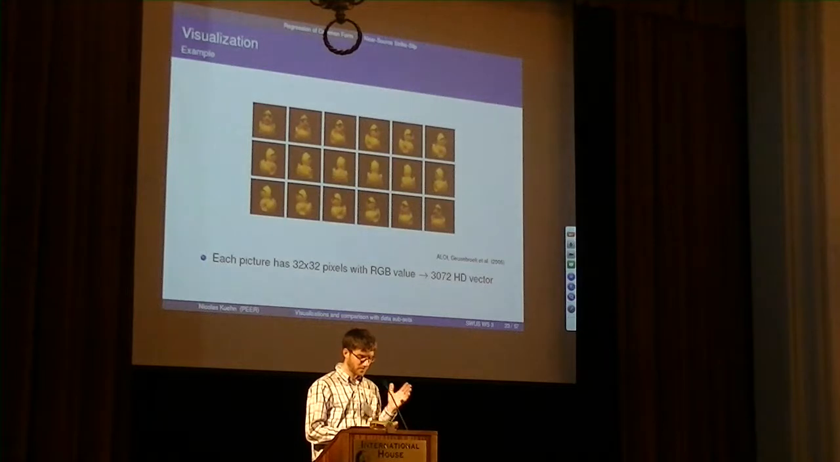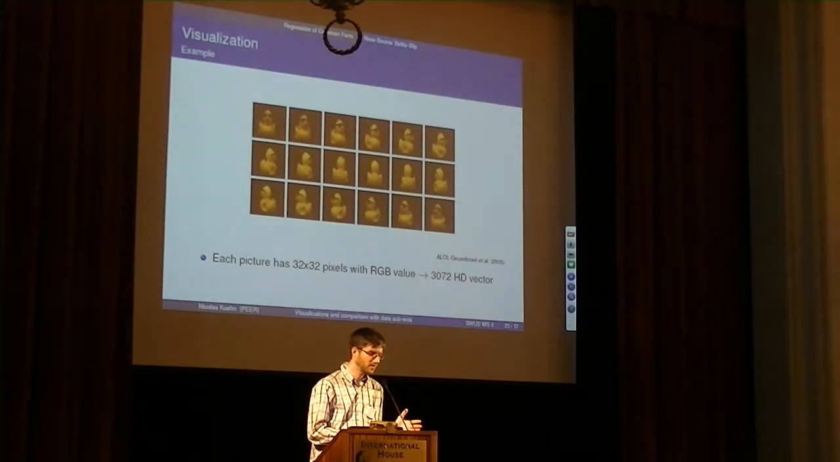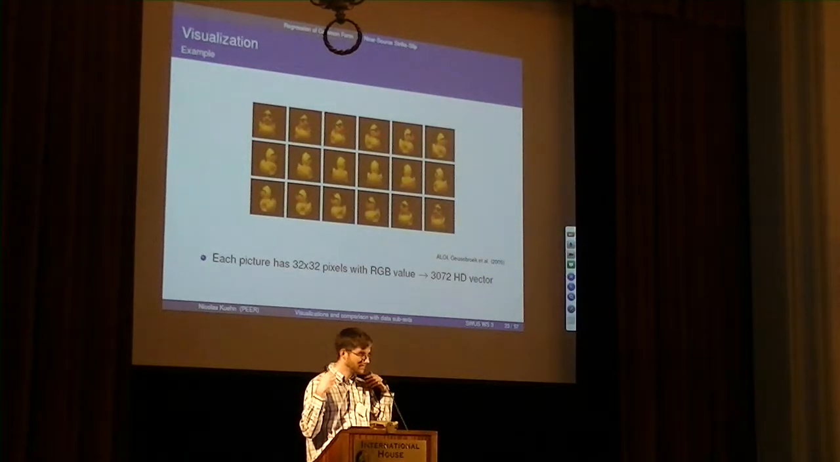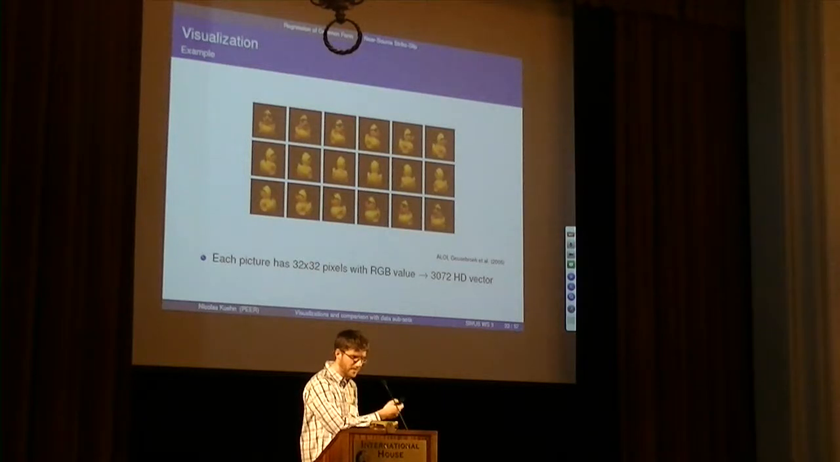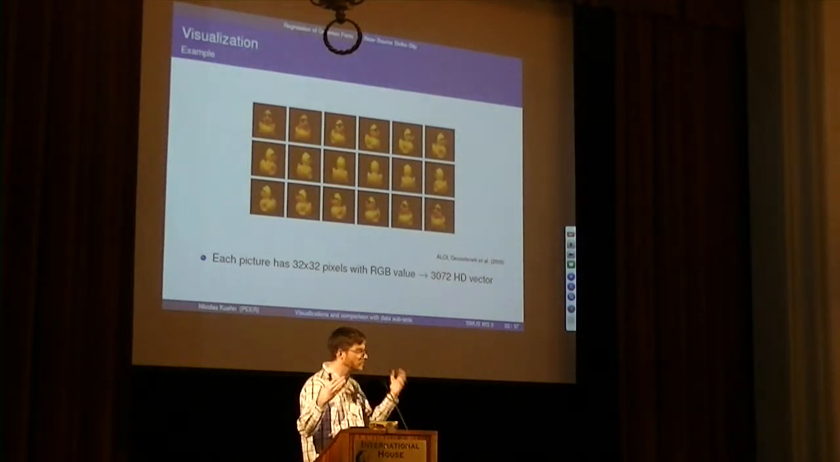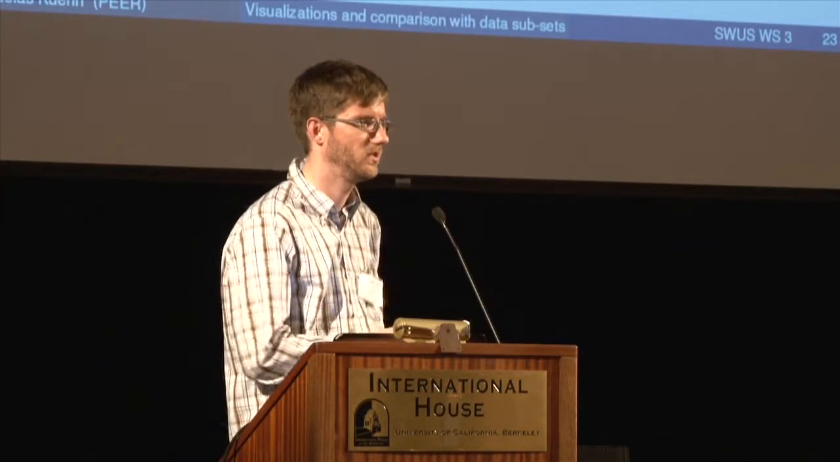But each of them is a 32 times 32 pixel image, and each pixel has 3 values, red, green, and blue. So this gives me a high-dimensional vector with about 3,000 entries. Then I can calculate the Euclidean distance in this 3,072-dimensional space, and try to recreate the distances in 2D.